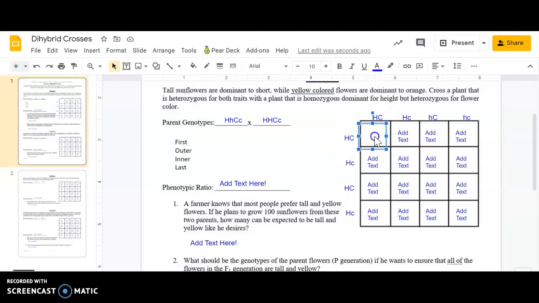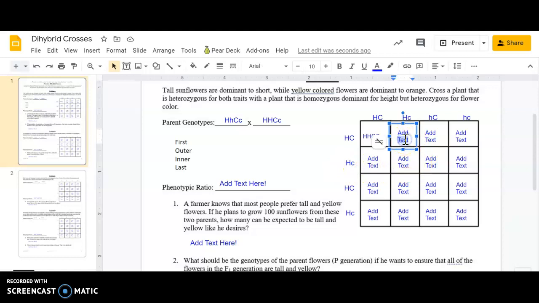We're always going to keep our letters together. So we're going to put big H, big C, big H, big C, except we wouldn't put it in that format because that gets confusing. We're going to put our two big H's together and our two big C's together. So let's take a look at the next one.